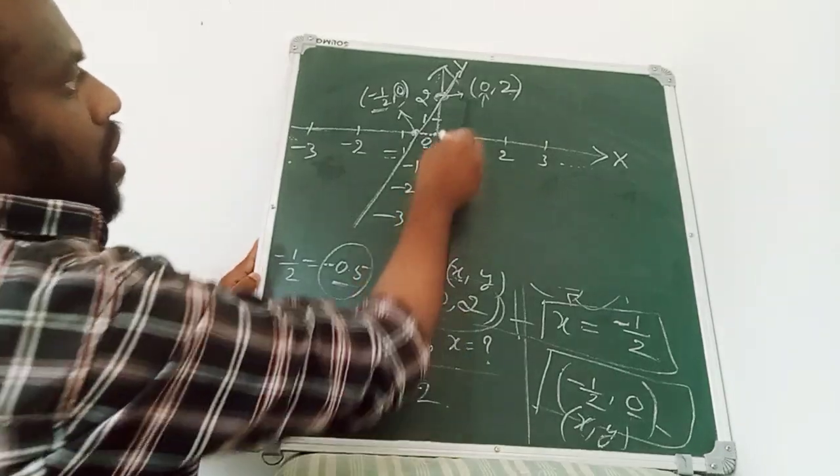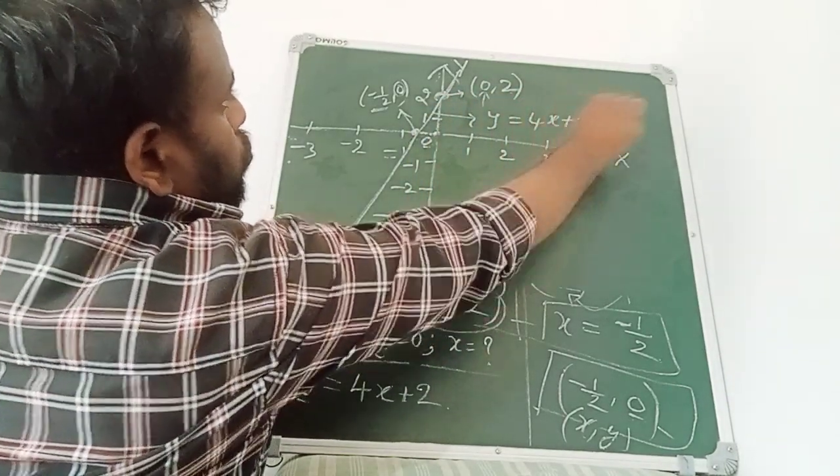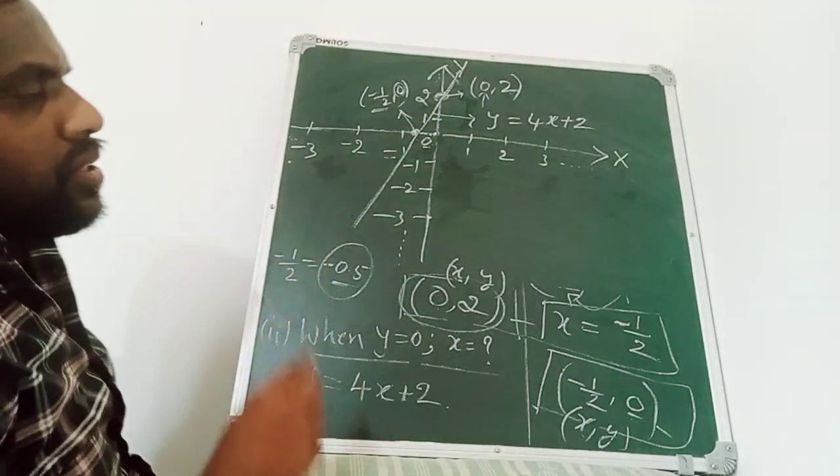Use the scale, then draw. Now this is y is equal to 4x plus 2. Okay. So that is the graph.